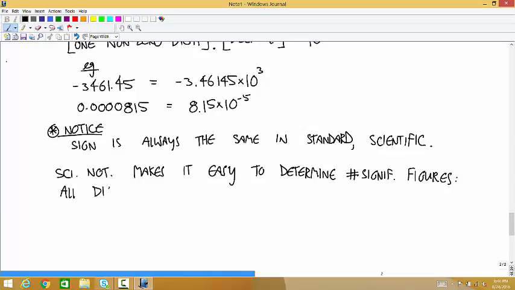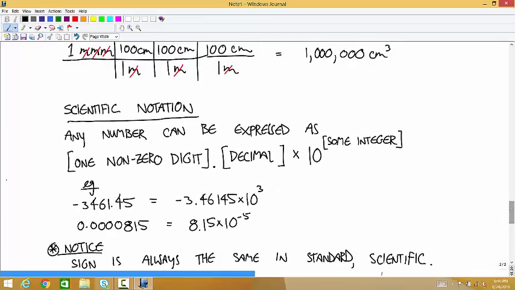All of the digits before the times 10 to the n are significant. So you just count them up. For example, these two numbers that I put up here, we have 1, 2, 3, 4, 5, 6 significant figures for the first one, because you're just counting up those numbers. And for the second one, we have 1, 2, 3 significant figures.